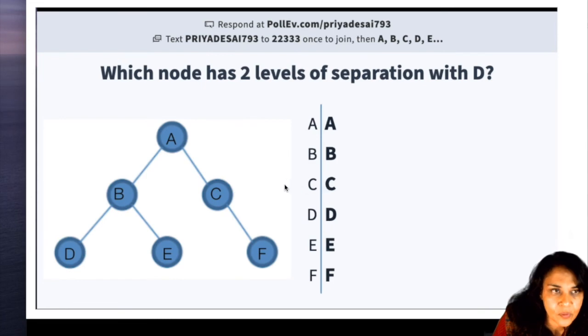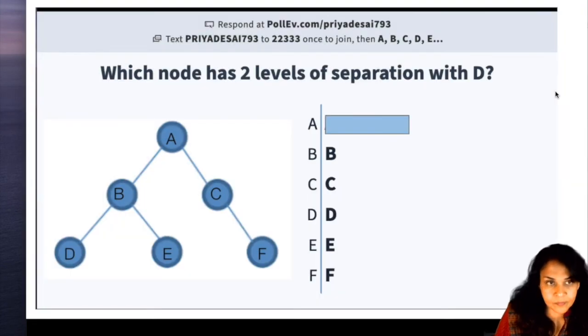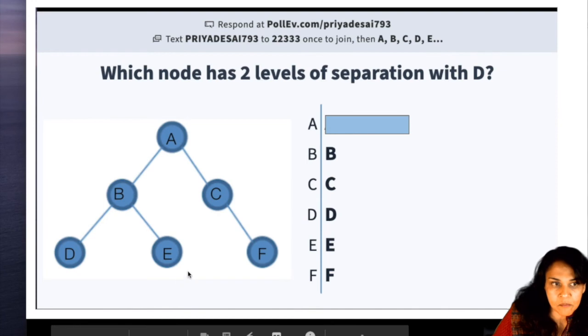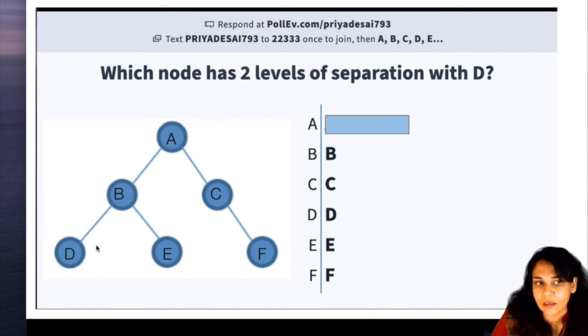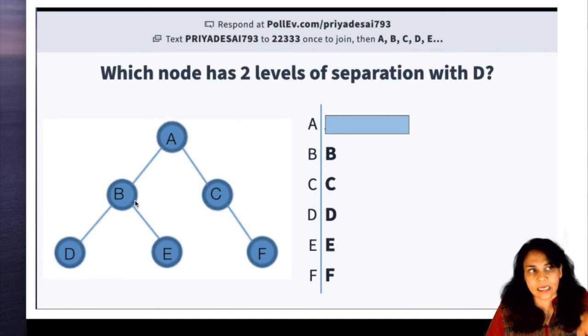Okay, we kind of went through this. Which node has 2 levels of separation with D? And the answer to that is just A. So remember, E does not have 2 levels of separation with D, so E is not a correct answer. It's just going to be A, because it needs to be directly related. So it's either is a or subsumes. That's the only way we're going to count the nodes.